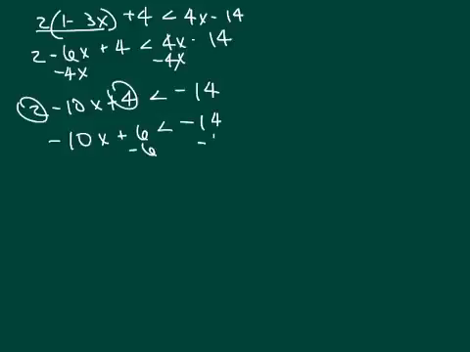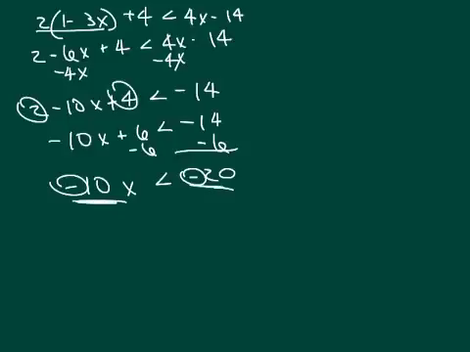Subtract 6, subtract 6. So I have negative 10x is less than negative 20. And again, the signs are both negative, and we only have one term here and one term here, so we just take off the negative signs. But when we take off the negative signs, we change the sign.